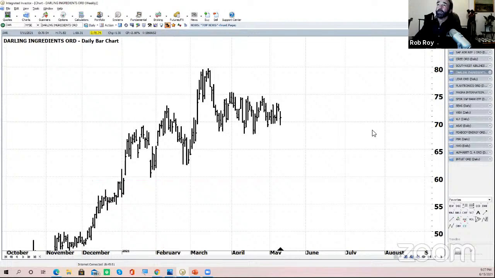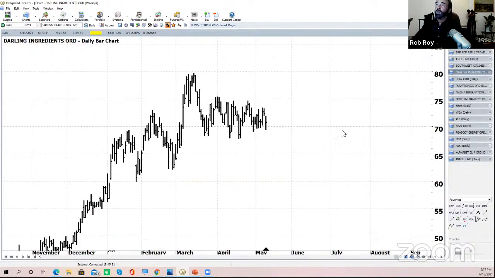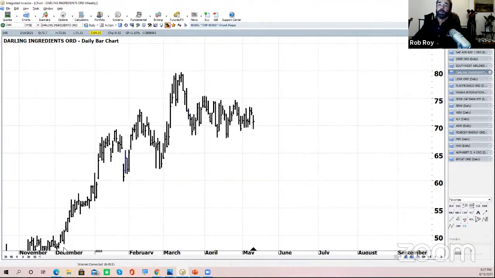Then looking on the 11th of May, pretty nice triangle on Darling. We closed there at 70, and we're kind of right there. So nothing has really happened. This is a good educational thing, because you can see that we had a false breakout to the upside, a false breakout to the downside. Well, that doesn't happen.